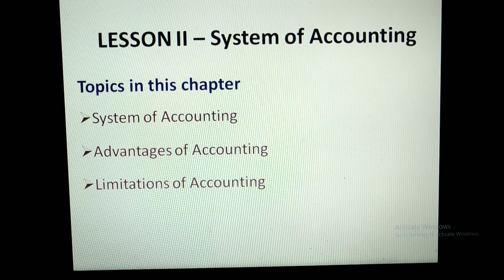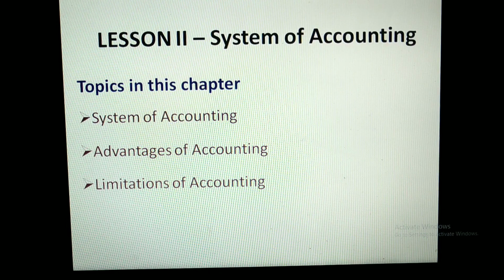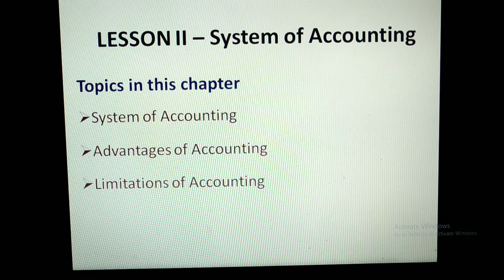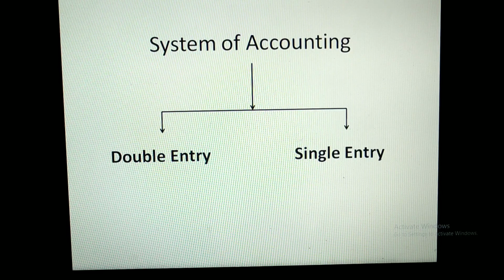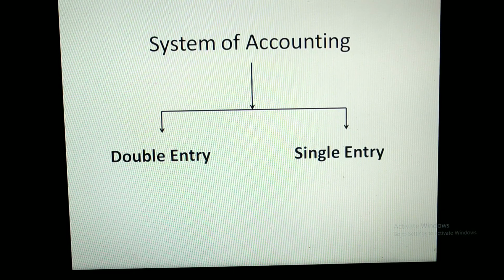The topics that we would be discussing in System of Accounting are System of Accounting, Advantages of Accounting and Limitations of Accounting. Coming to the first topic, System of Accounting, it consists of two systems, that is Double Entry System of Accounting and Single Entry System of Accounting.